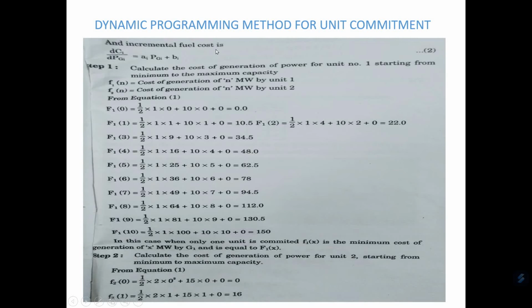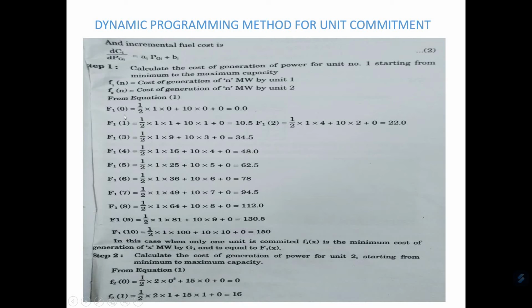Now incremental phase cost is given by dCi/dPGi is equal to AiPGi plus Bi. Now we'll calculate the cost of generation of power for unit number 1 starting from minimum to maximum capacity. So F1 of n, we have already discussed, represents the cost of generation of n megawatt by unit 1. F2 of n is the cost of generation of n megawatt by unit 2.